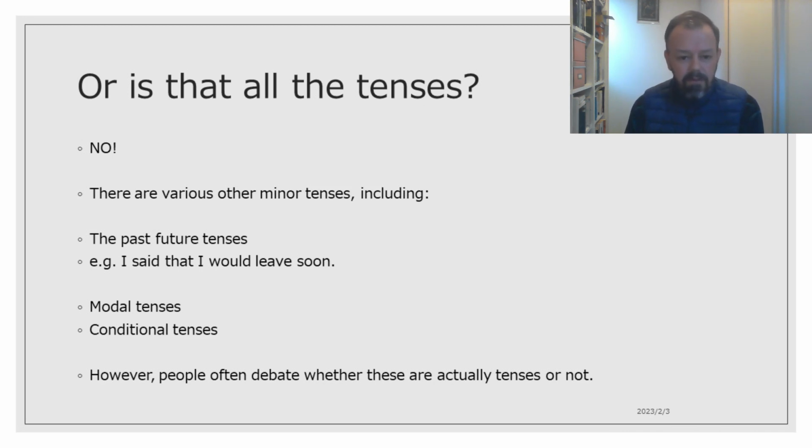There are also other tenses that people say are real, and other people say they're not real. They're parts of other tenses. For example, some people say there are 16 tenses, not 12, because they argue the past future is another tense. So you would have the past future simple, past future continuous, past future perfect, and so on and so on. You can see an example here. I said that I would leave soon. So using the past tense to talk about the future.